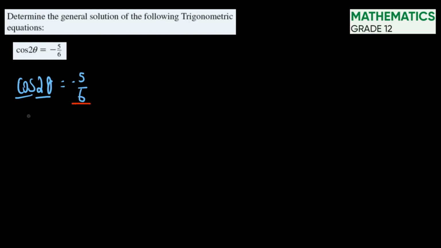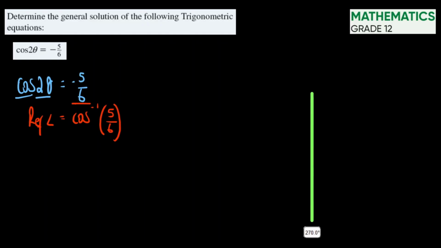What do I mean by that? Remember, we need to find our reference angle by saying cos to the power negative 1, open bracket. We don't substitute the negative, we only substitute the 5 over 6. And this is an important point to note. We don't substitute the negative because the negative sign helps us detect our quadrants.